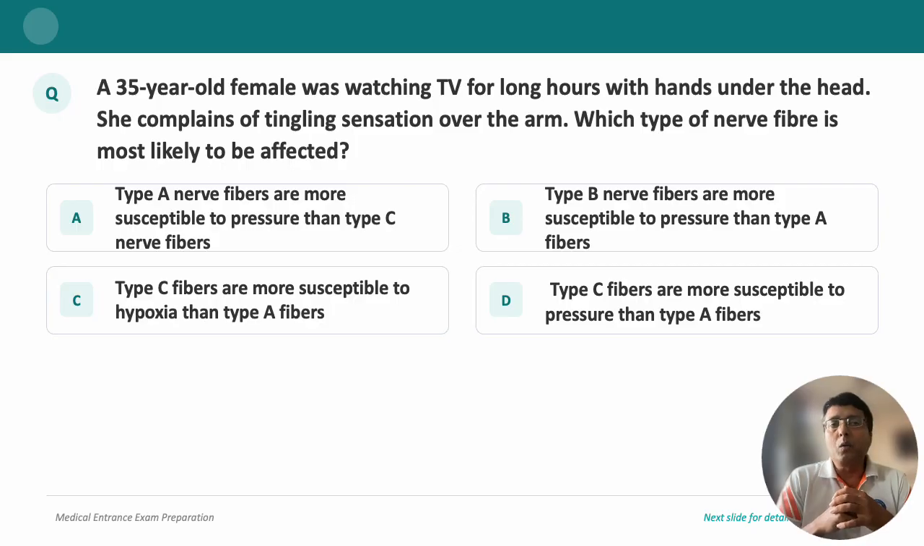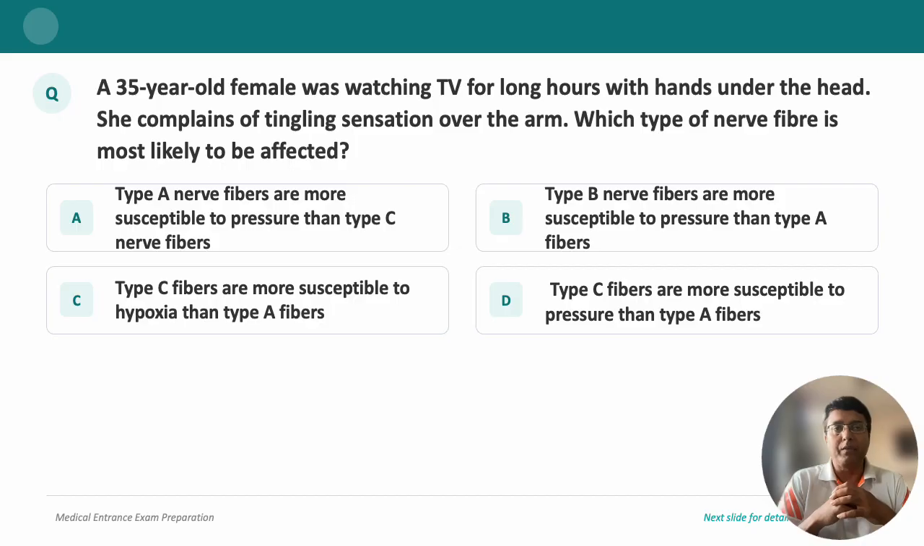A 35-year-old female was watching TV for long hours with hands under the head. She complains of tingling sensation over the arm. Which type of nerve fiber is most likely to be affected? So here are the options.